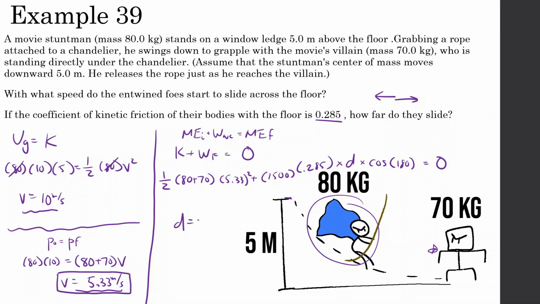So now let's find this distance. 150 times 0.5 times 5.33 squared, divided by 1500 times 0.285. And we should get a distance of around 4.98.